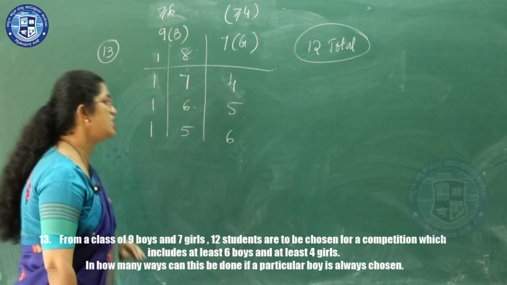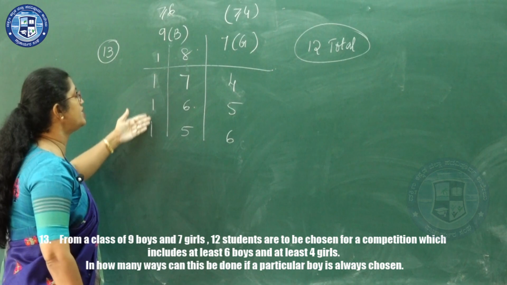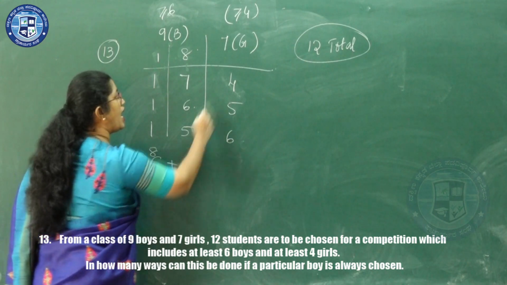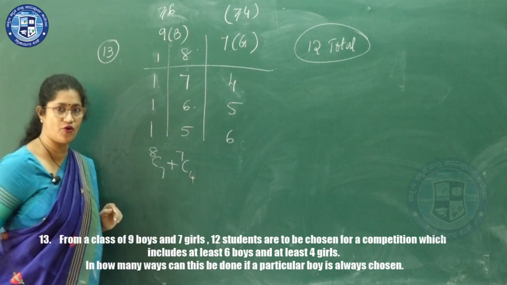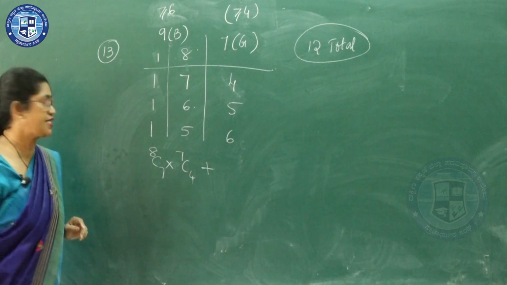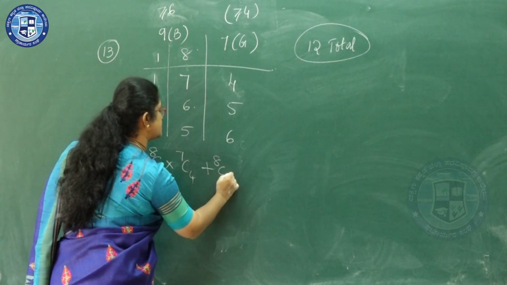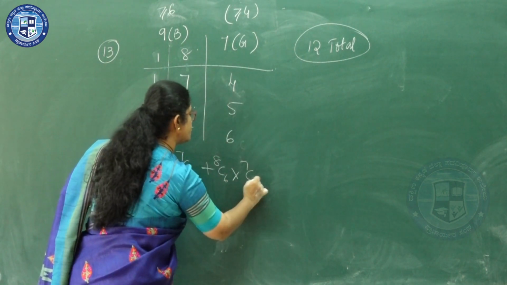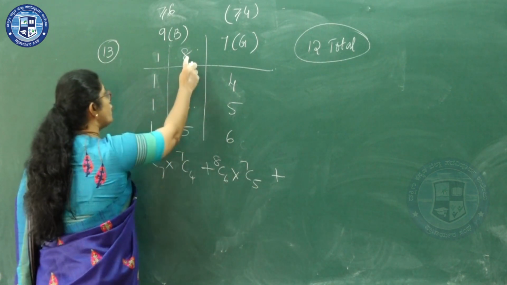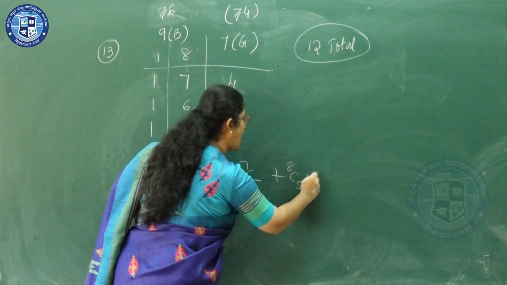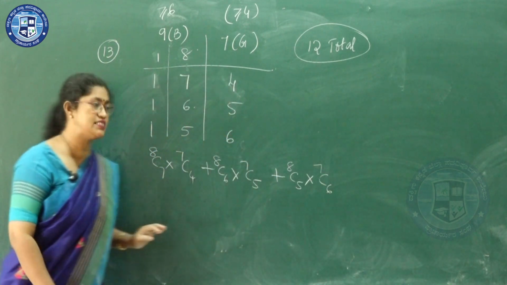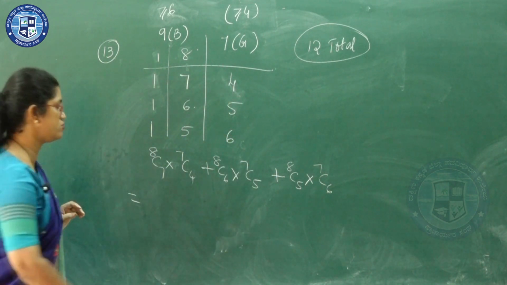I have 3 cases. Now first case, this 1C1 is 1 itself. You need not write it. From 8 I have to choose 7 and from 7 I have to choose 4. Or, so put a plus sign, from 8 I have to choose 6 and from 7 I have to choose 5. Or, I am moving to the third case, or means plus, from 8 I have to choose 5 into, from 7 I have to choose 6. So 7C6.